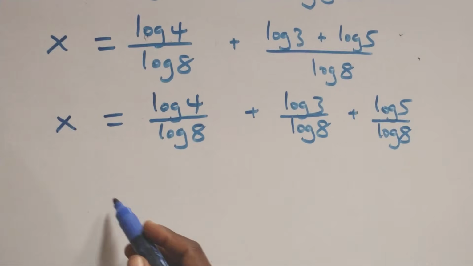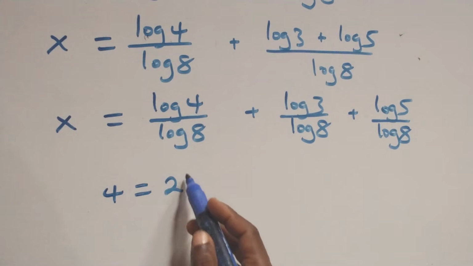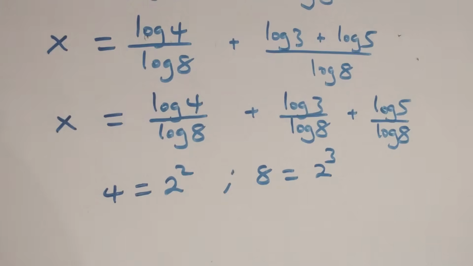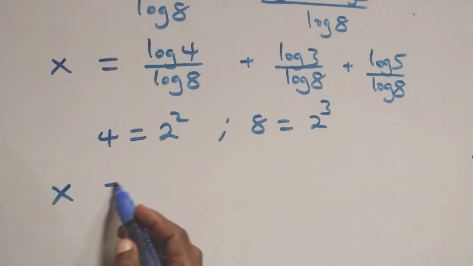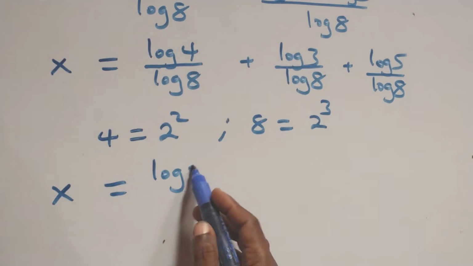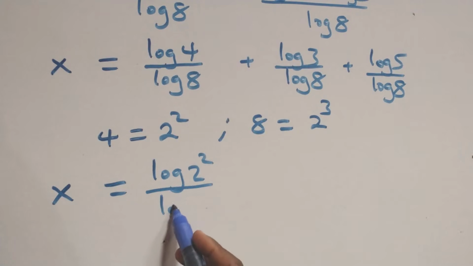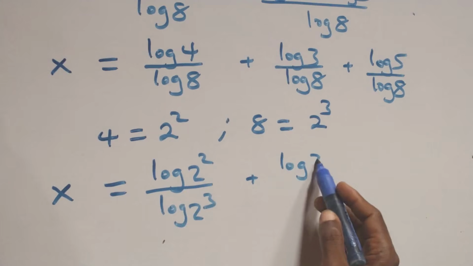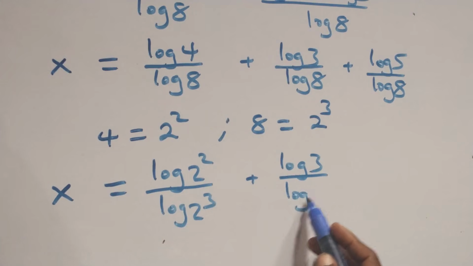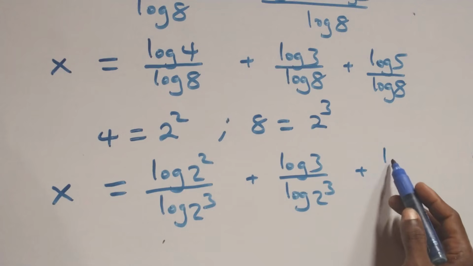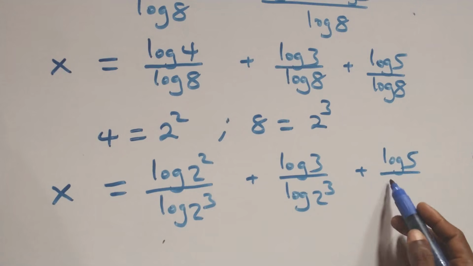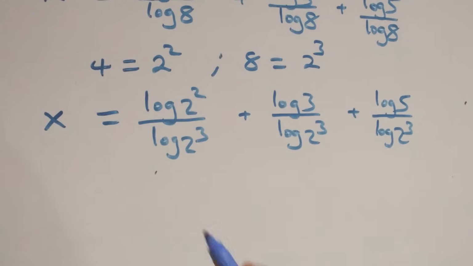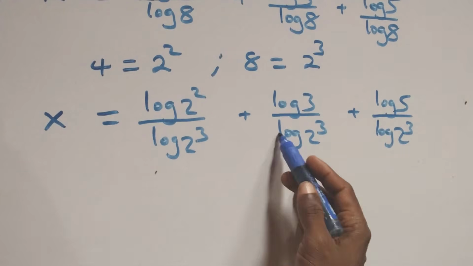Then from here, we can express 4 as 2 times 2, that's 2 squared. And also 8 as 2 times 2 times 2, that's 2 raised to power 3. That is, here we have x equals log 2 squared over log 2 raised to power 3 plus log 3 over log 2 raised to power 3 plus log 5 over log 2 raised to power 3. And here we apply the power law of logarithm. 2 comes here, 3 comes here, 3 comes here, and also here.